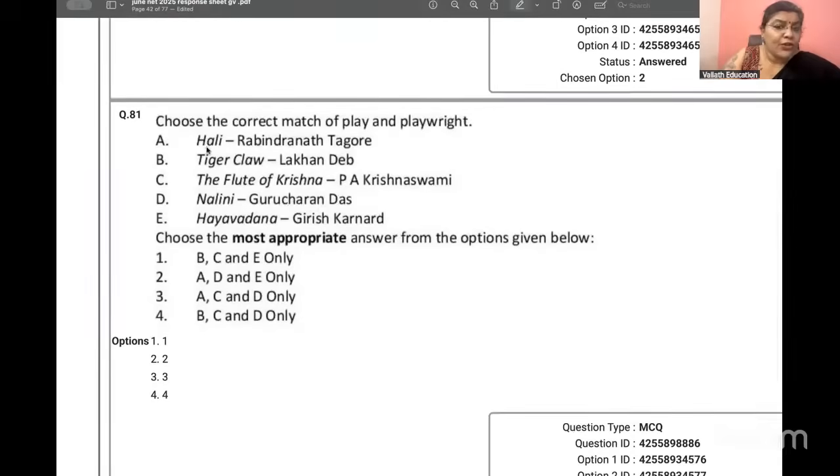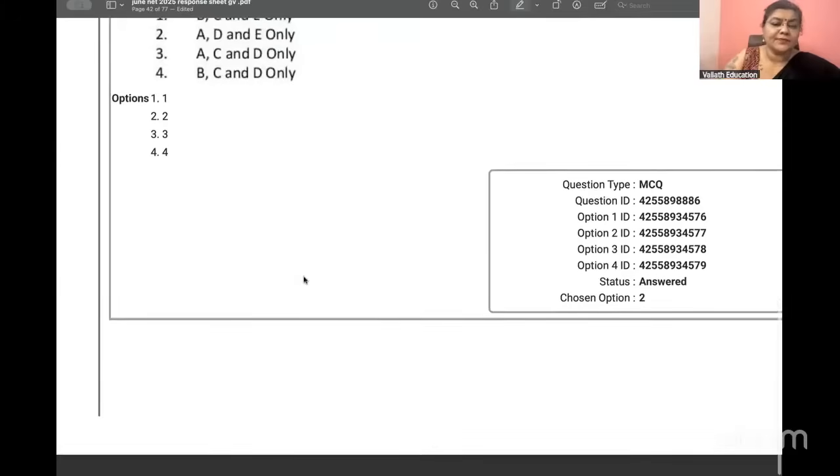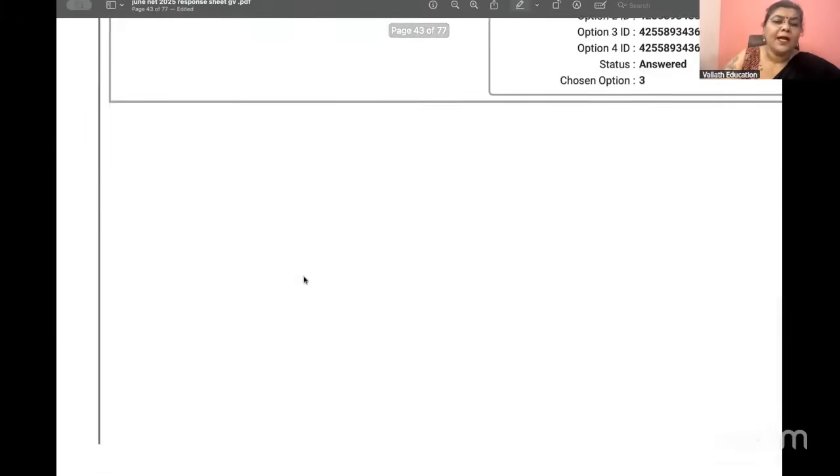Okay. Hali, you should know it is by G.V. Desani. Tiger Claw, you may not know. But Flute of Krishna by P.A. Krishnaswamy, I have taught. Nalini is by Nissim Ezekiel, everybody should know. Hayavadana by Girish Karnad, you should know. So, very easy to guess. Next question.